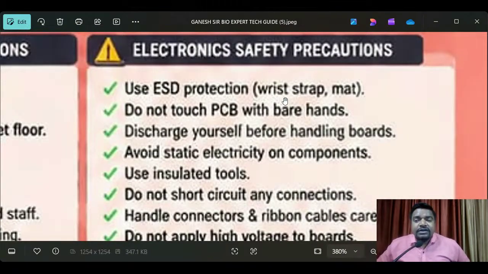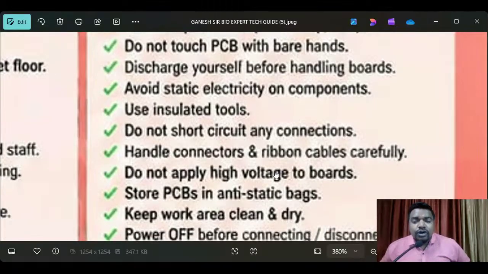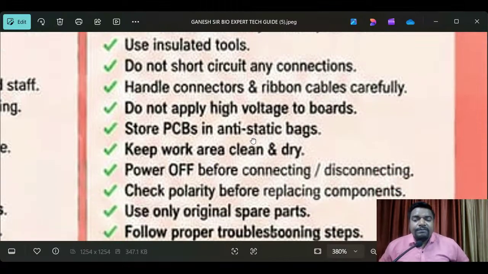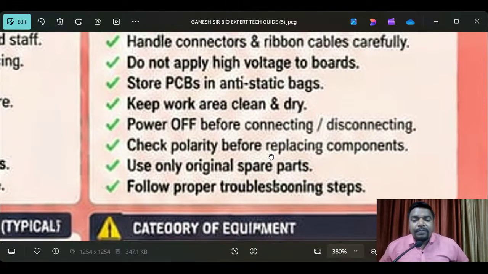Use ESD protection, wrist strap and mat, and do not touch PCB with bare hands. Discharge yourself before handling boards, avoid static electricity on components, and use insulated tools. Do not short circuit any connections, handle connectors and ribbon cables carefully, and do not apply high voltage to boards. Store PCBs in anti-static bags, keep the work area clean and dry, power off before connecting and disconnecting, check polarity before replacing components, use only original spare parts, and follow proper troubleshooting steps.